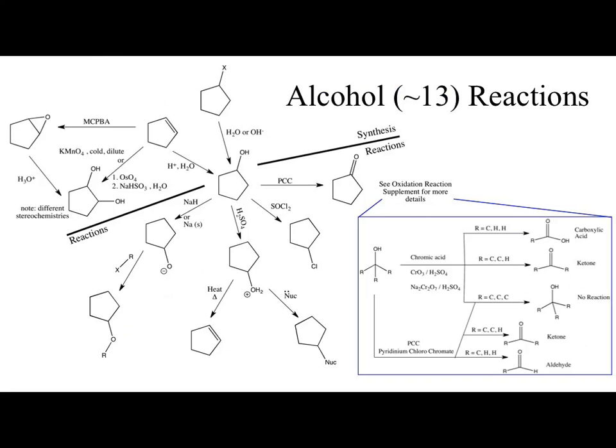Anything I wanted to add on this? I did not show, I don't know why I didn't get it in there. So really we got 14 reactions. Sorry, I didn't summarize it very well. We can get the alcohol from the ketone by doing what? What type of reaction would that be?